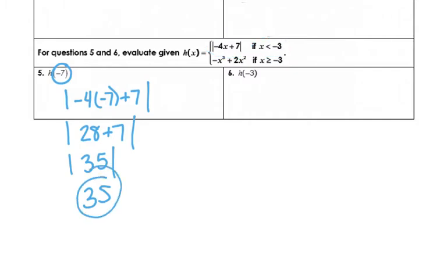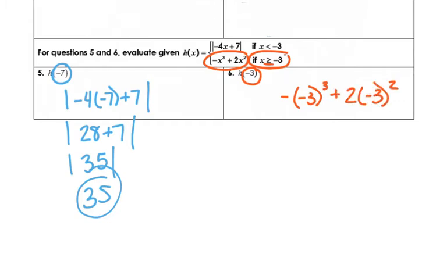Okay, for number 6, x is now negative 3. That falls into this category because it has that little bar, which means it can be equal to. So I'm going to plug in negative 3 anywhere I see an x, and I'm going to keep it in parentheses.